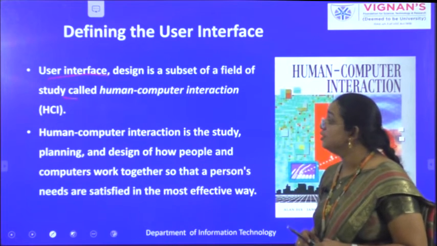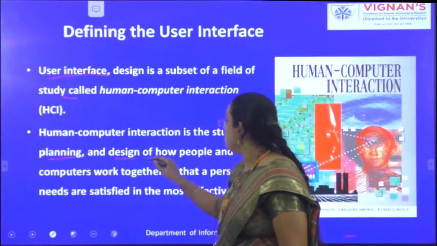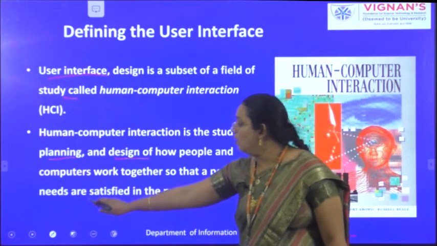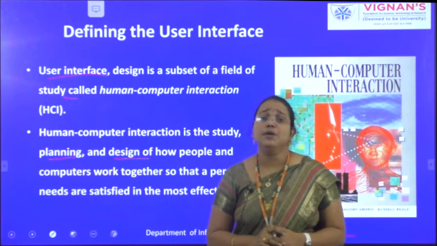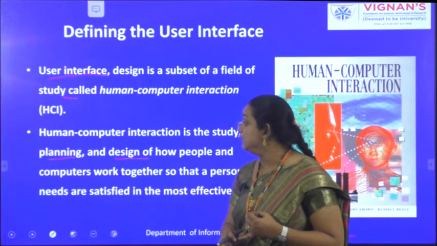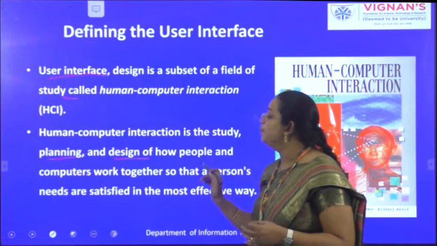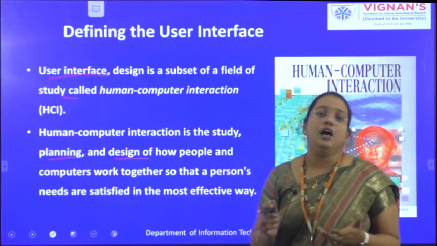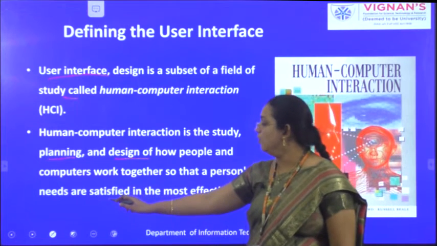Here, human-computer interaction is the study of planning and design of how people and computers work together so that the person's needs are satisfied in the most efficient way. What do we mean by human-computer interaction? It is a study, planning and design of how people and computers work together, how they work collaboratively, so that the person's needs are satisfied.